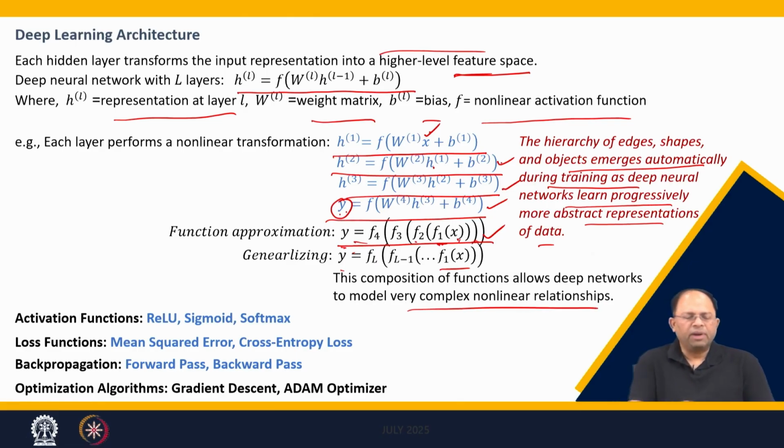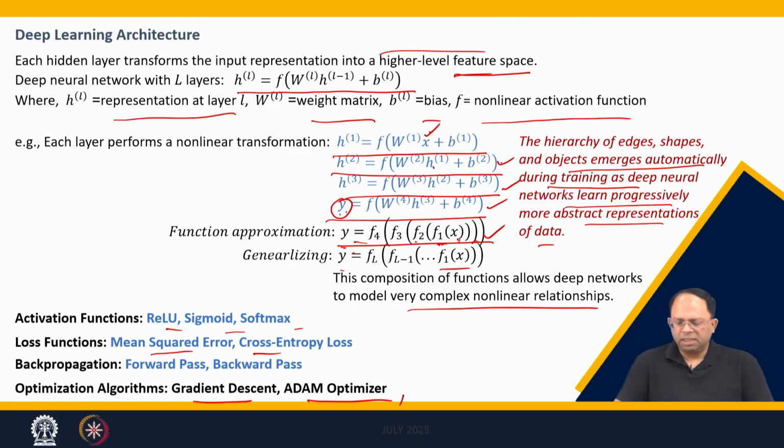Activation functions remain the same: ReLU, sigmoid, softmax, these are the different activation functions. Loss functions remain the same as artificial neural networks: mean squared error, cross entropy loss. Back propagation is the same, forward pass, backward pass, both have to happen, and then the optimization algorithm becomes very, very important in this case, right? So we can use gradient descent, Adam optimizer, and there are several other approaches as well.